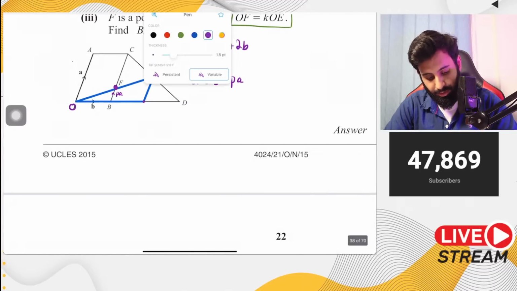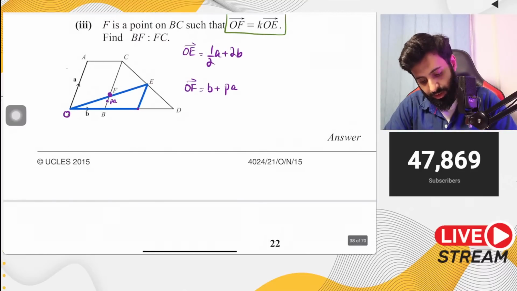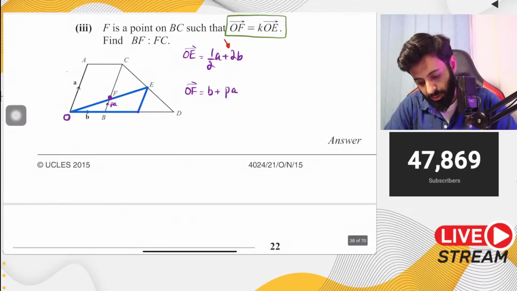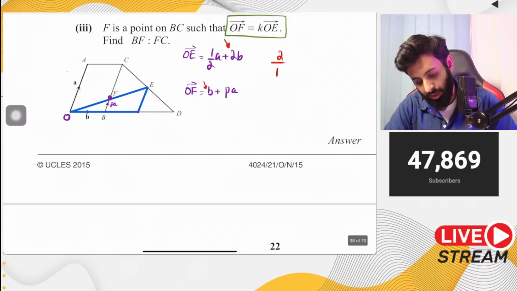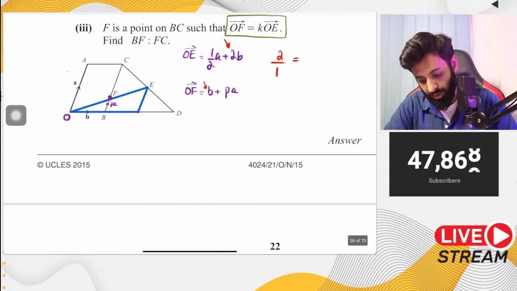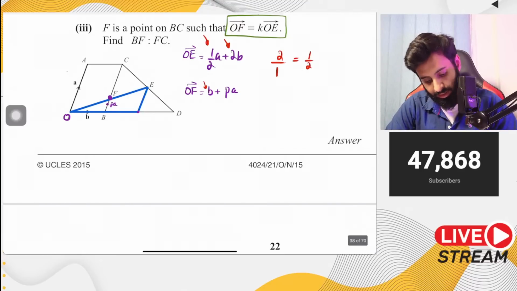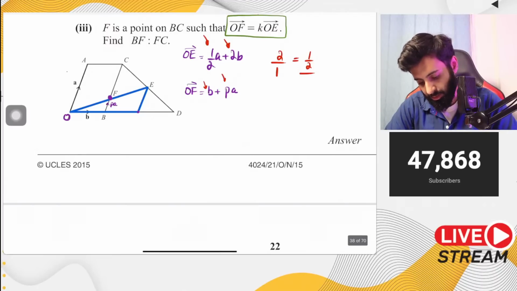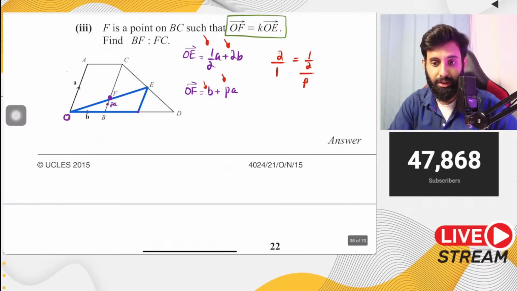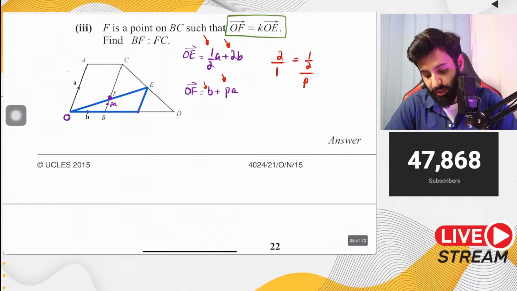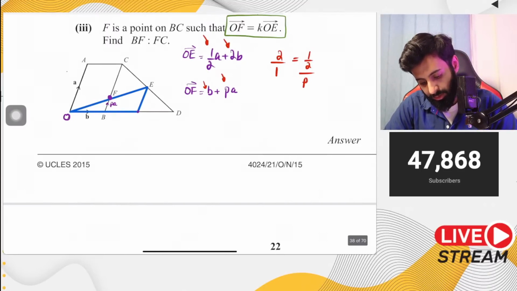Let's use this to find out the value of P. Okay, so let's take the coefficient of B from here. It's 2. Let's take the coefficient of B from here. It's 1. Okay. Then let's take the coefficient of A from here. It's half. And then let's take the coefficient of A from here. It's P. Okay, now why are we doing this? We're doing this because these two vectors are collinear. Now if you cross multiply, you have 2P is equal to 1 upon 2 and P is equal to what? P is equal to 1 upon 4.